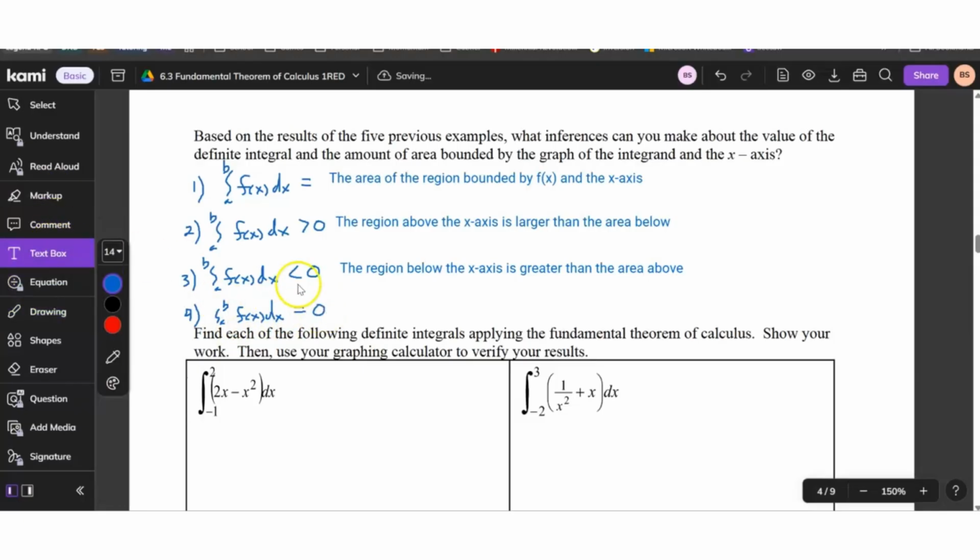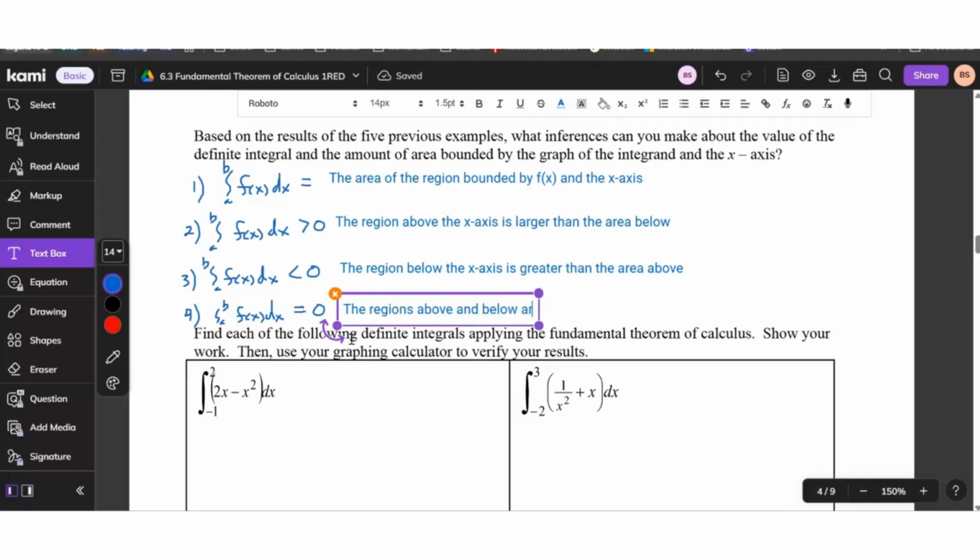Wait, that makes sense just because it's where the function is located, right? Above and below are equal.